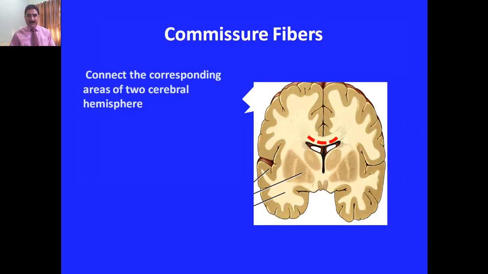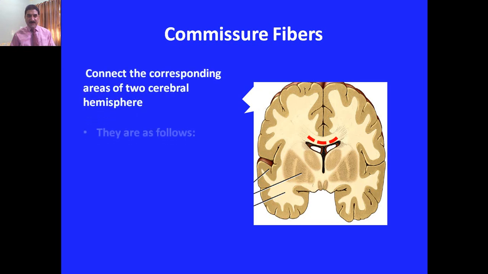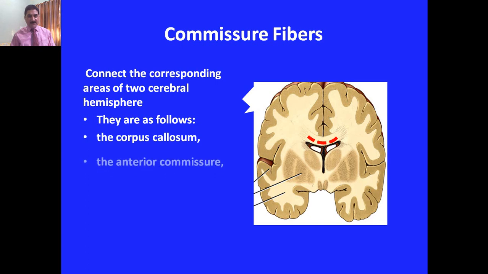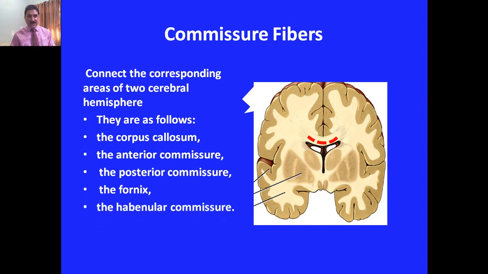Coming to the commissure fibers, the commissure fibers connect the corresponding areas of two cerebral hemispheres, as shown in this diagram. They are as follows: the corpus callosum, the anterior commissure, the posterior commissure, the fornix, the habenular commissure.